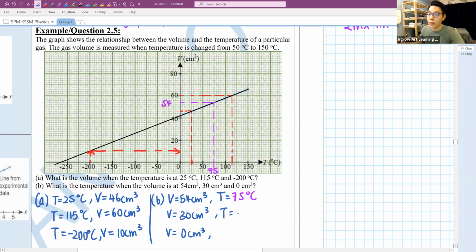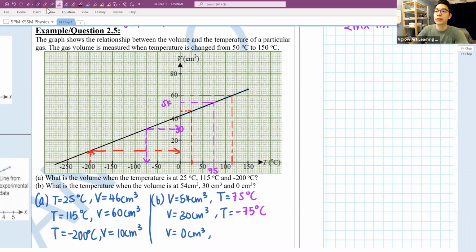When it's 30 cm cube. This is 30 cm cube. You will get negative 75, between negative 50 and negative 100. Negative 75. That one is considered extrapolation already because it's not from the original graph.